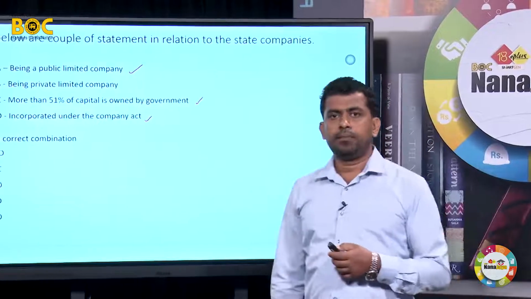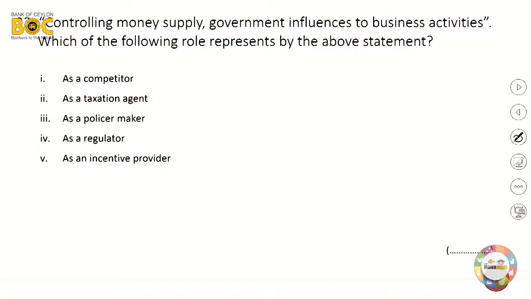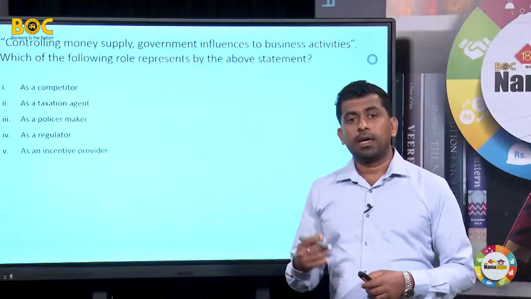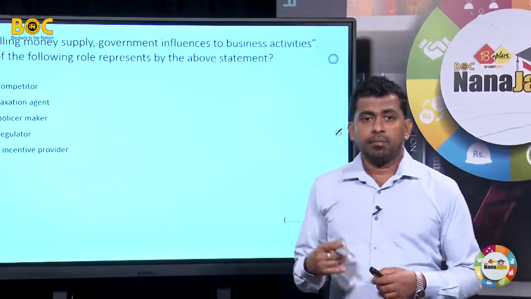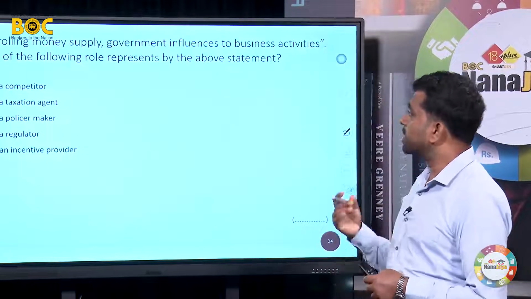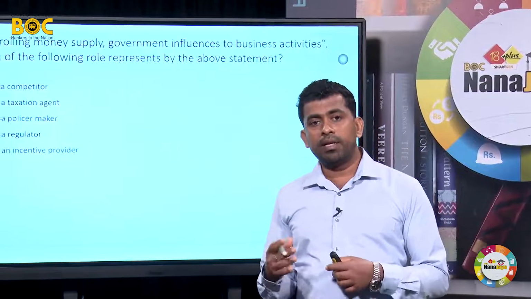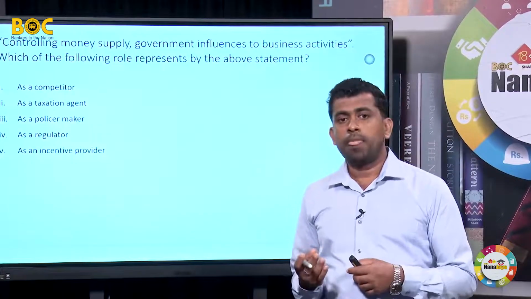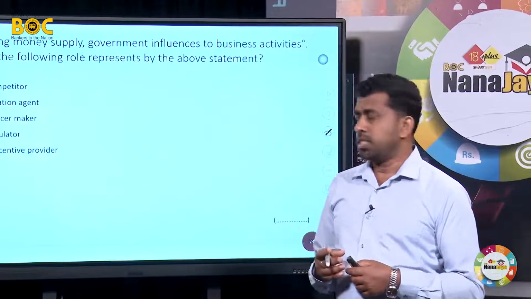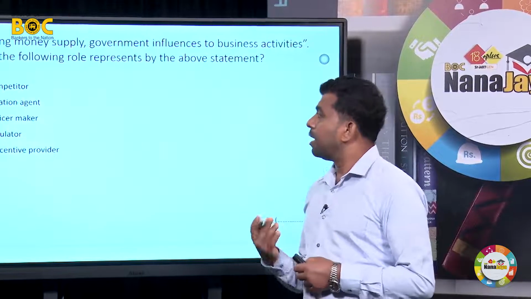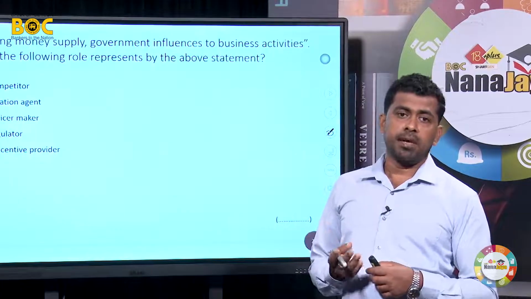Question number 23. Controlling money supply, government influences business activities. Which of the following roles is represented by the above statement? As a competitor, as a taxation agent, as a policymaker, as a regulator, as an incentive provider. As a competitor, the government carries out businesses competitively with the private sector. As a taxation agent, the government and government-related organizations collect taxes from private sector businesses. As a policymaker, the government maintains fiscal policy and monetary policy.